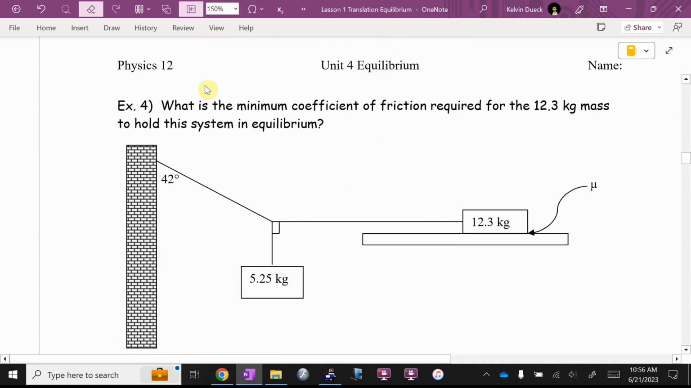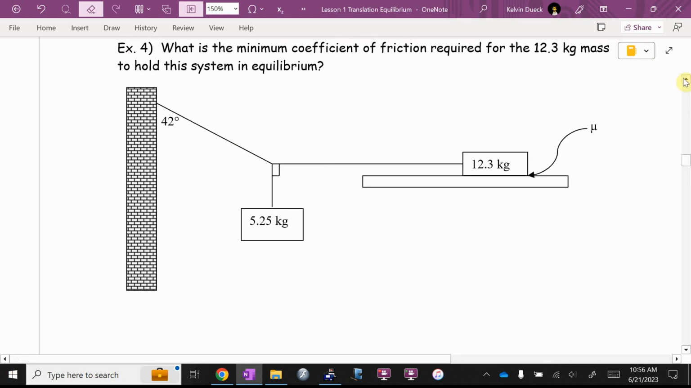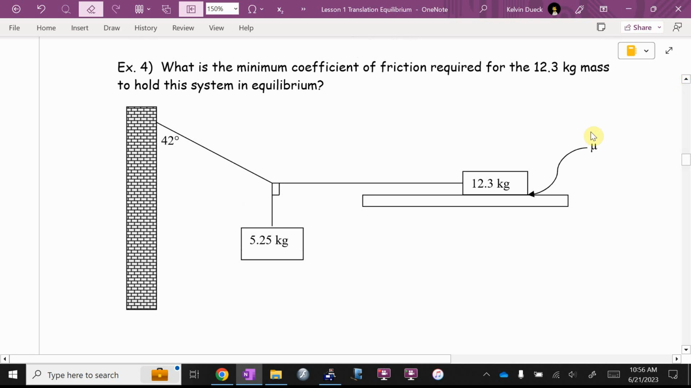Example four, this is kind of a nice one in that there's nothing new here. This is one they used to love sticking on the old provincial. It's really a physics A plus level question, but it's all physics 11. Okay. Aiden, what does example four want me to find? Mu, what's mu? I don't know what's mu with you.